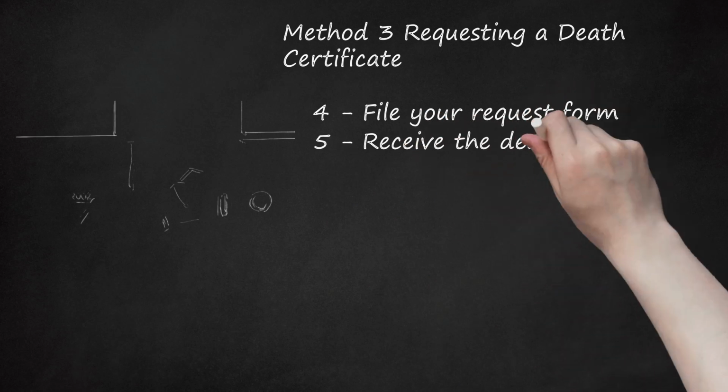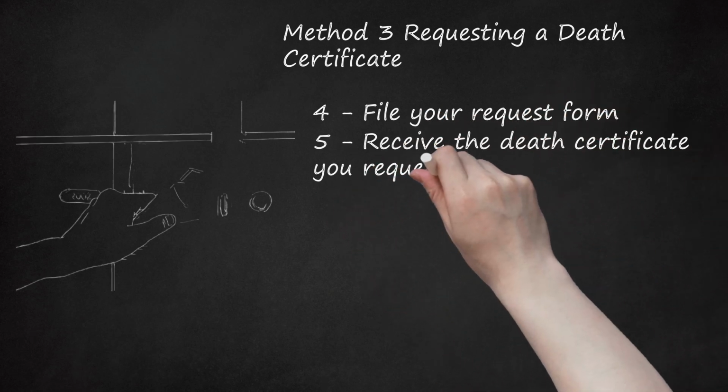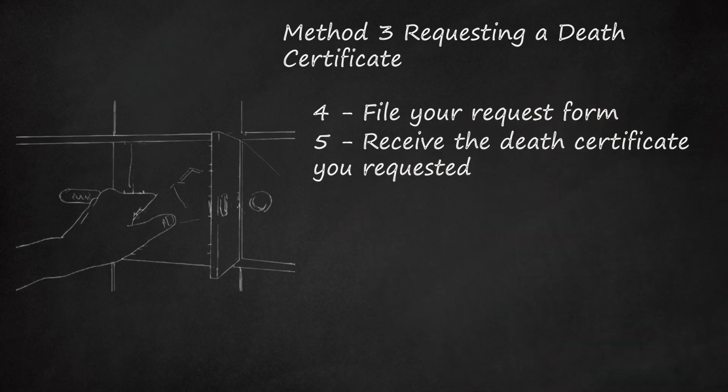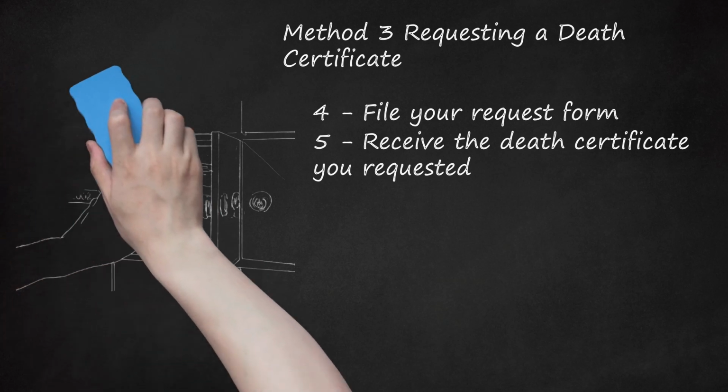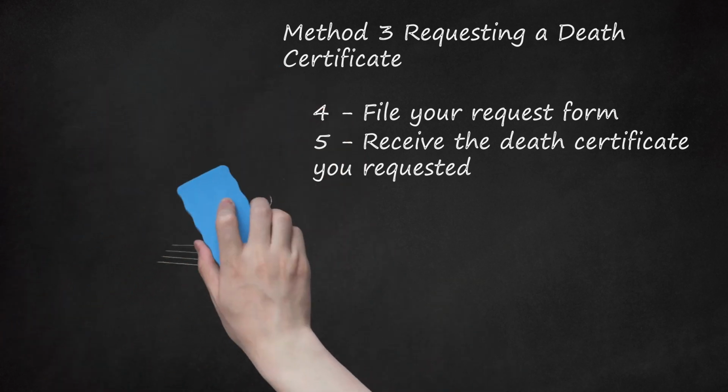5. Receive the death certificate you requested. If you filed your request in person, you may be able to get the death certificate that day. If you mailed in your request or filed it online, expect several weeks of processing time before your copy is delivered. Some vital records offices may have expedited processing available for an additional fee. You can ask at the Vital Records office if this service is available, or check the State Vital Records website.